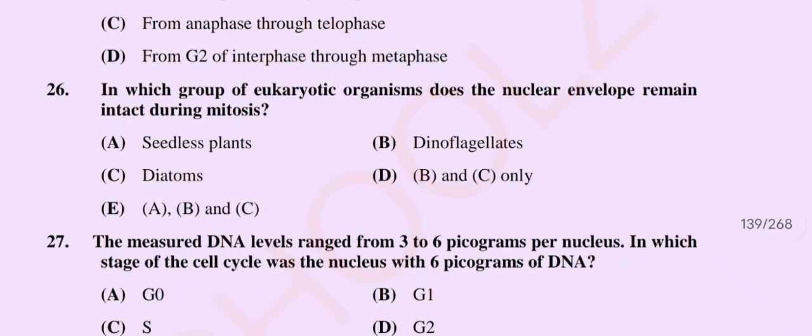Question number 26. In which group of eukaryotic organisms does the nuclear envelope remain intact during mitosis? Option A, seedless plants; option B, dinoflagellates; option C, diatoms; option D, B and C only; option E, A, B and C. So the correct option is option A, seedless plants.